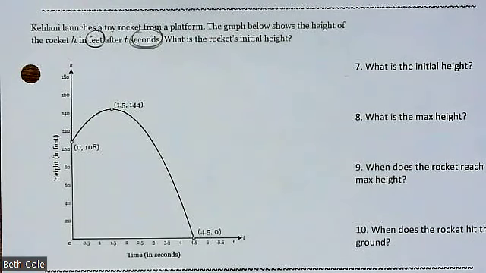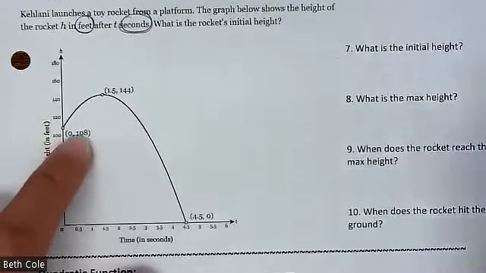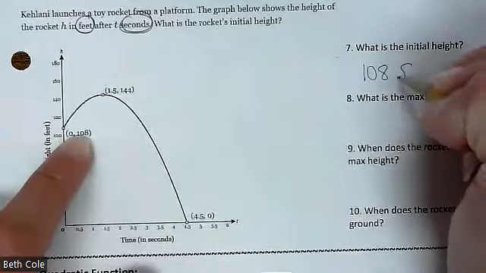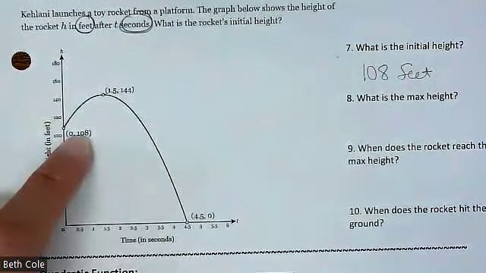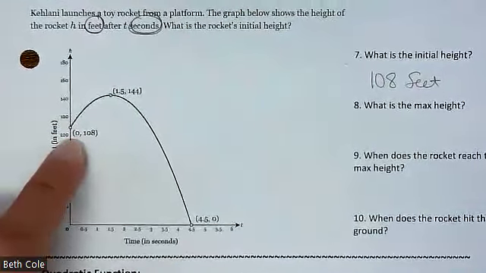What is the initial height? Well, you have to know what the word initial means. So what is initial? First, like starting, all right? So what is the initial height of the rocket? Good, do you see how right there? It starts at 108 feet. You don't even have to do any work. You just have to be able to interpret the picture. But do you see where I'm pointing and that that's initial?